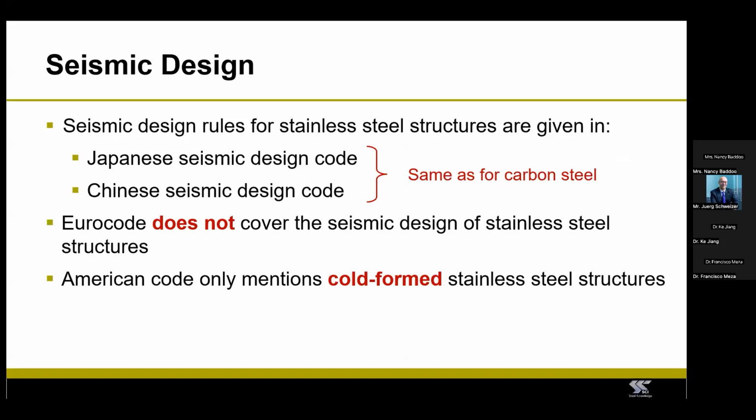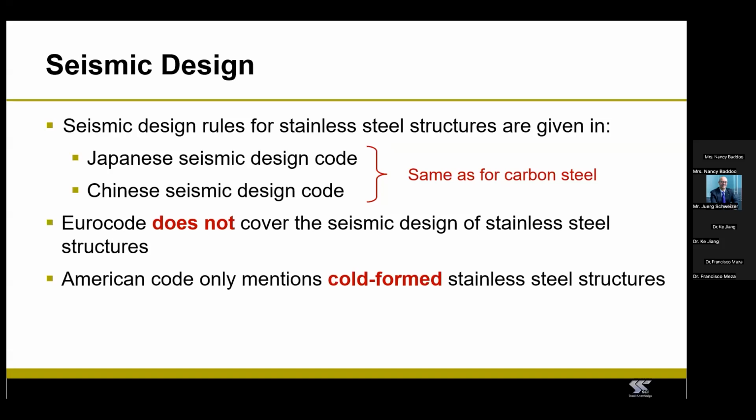The Eurocode doesn't cover the seismic design of stainless steel structures. And the reason for this is because most European countries are not located in seismic regions. And because of this, there hasn't been an initiative to extend the carbon steel rules to stainless steel structures.